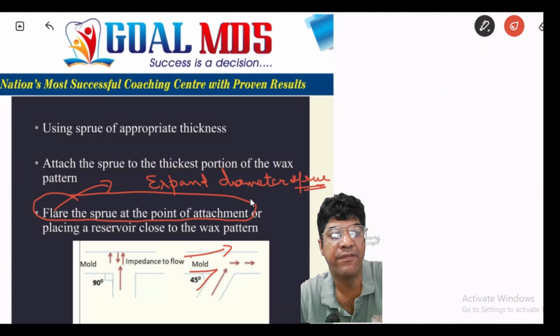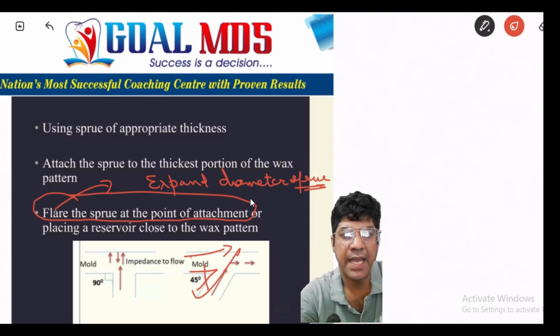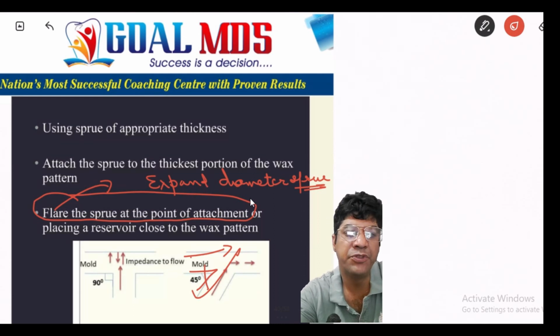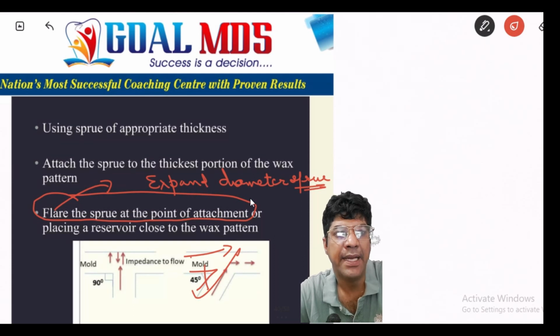Flaring the sprue at the point of attachment, typically at a 45-degree angle, is a key technique in dental casting. Turbulence can lead to defects in casting, so by flaring the sprue, you reduce turbulence. What do we mean by turbulence? It is the irregular motion of fluid characterized by swirling currents. Turbulence can occur when the flow of metal is disrupted, causing it to move in a non-uniform and unpredictable manner.